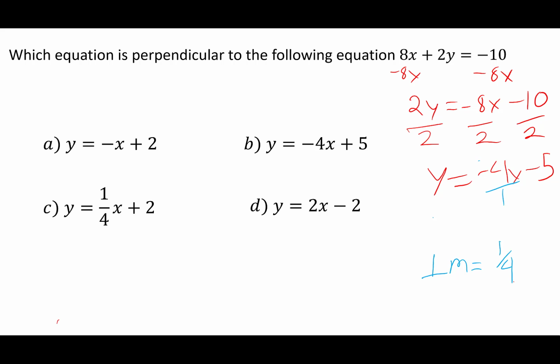So which of my 4 has a positive 1/4 slope? Okay, that would be C. Okay, it's the only one. So when you're asked to find a parallel or perpendicular, look at the slopes. Parallel will have the same, perpendicular will have opposite reciprocal slopes.